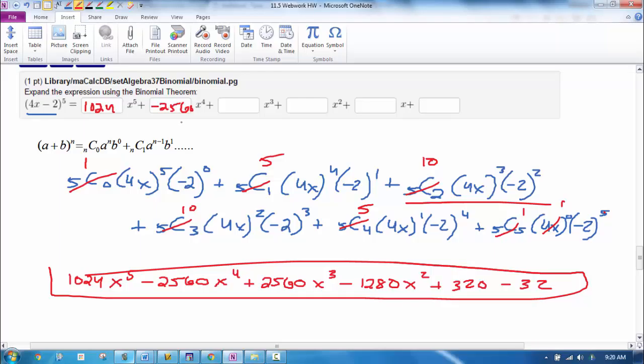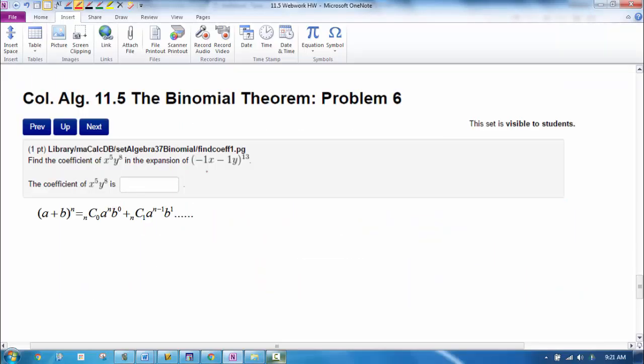Okay, the next one, when you start doing it, it's to the 13th power, so you have 13c0. The first term is negative x, and that'd be raised to the 13th power. And then the next term is negative y, which would be raised to the 0th power. But I want to go down until I get a 5 for x, so this would be a 5, and this would be an 8. So that's the term I want right there.